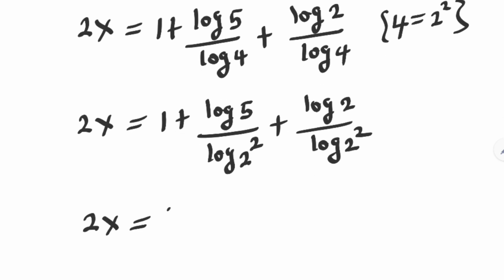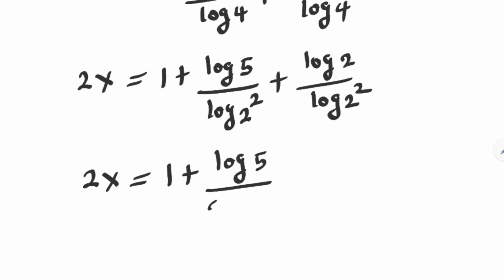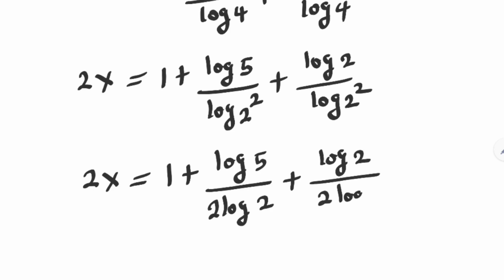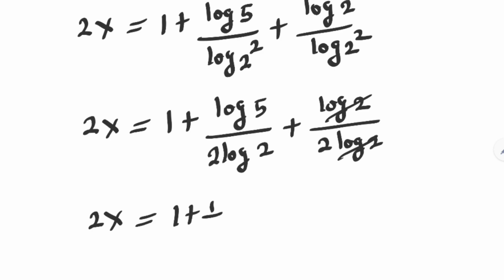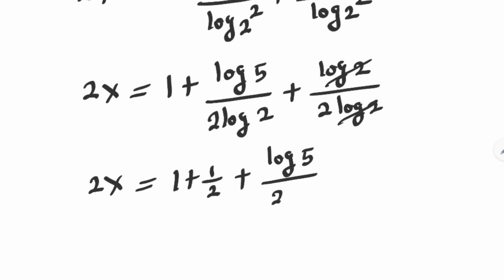2x is equal to 1 plus log 5 divided by log 2 square can be written as 2 log 2 plus log 2 divided by 2 log 2. This cancels this. Then 2x is equal to 1 plus 1 divided by 2 plus log 5 divided by 2 log 2.